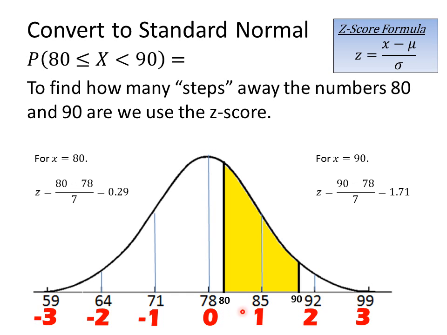We knew that this was going to be somewhere between 0 and 1, and this was going to be somewhere between 1 and 2. The z-score formula allows us to find precisely what those numbers need to be. So, finding the area between 80 and 90 is going to be the same as finding the area between 0.29 and 1.71.